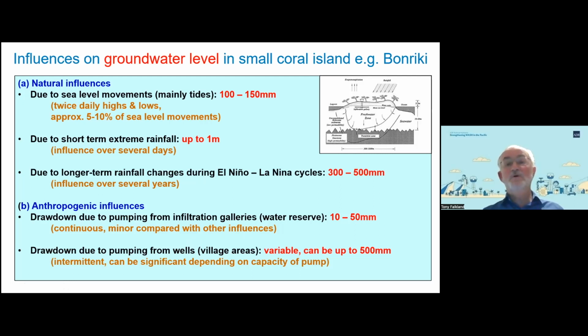But drawdown due to pumping from wells, for instance, in the village areas, maybe not so much on Bonriki, but in other islands, it's variable, but it could be up to about 500 millimeters or half a meter. Generally intermittent, but it can be significant in terms of its influence, depending on the capacity of the pump.